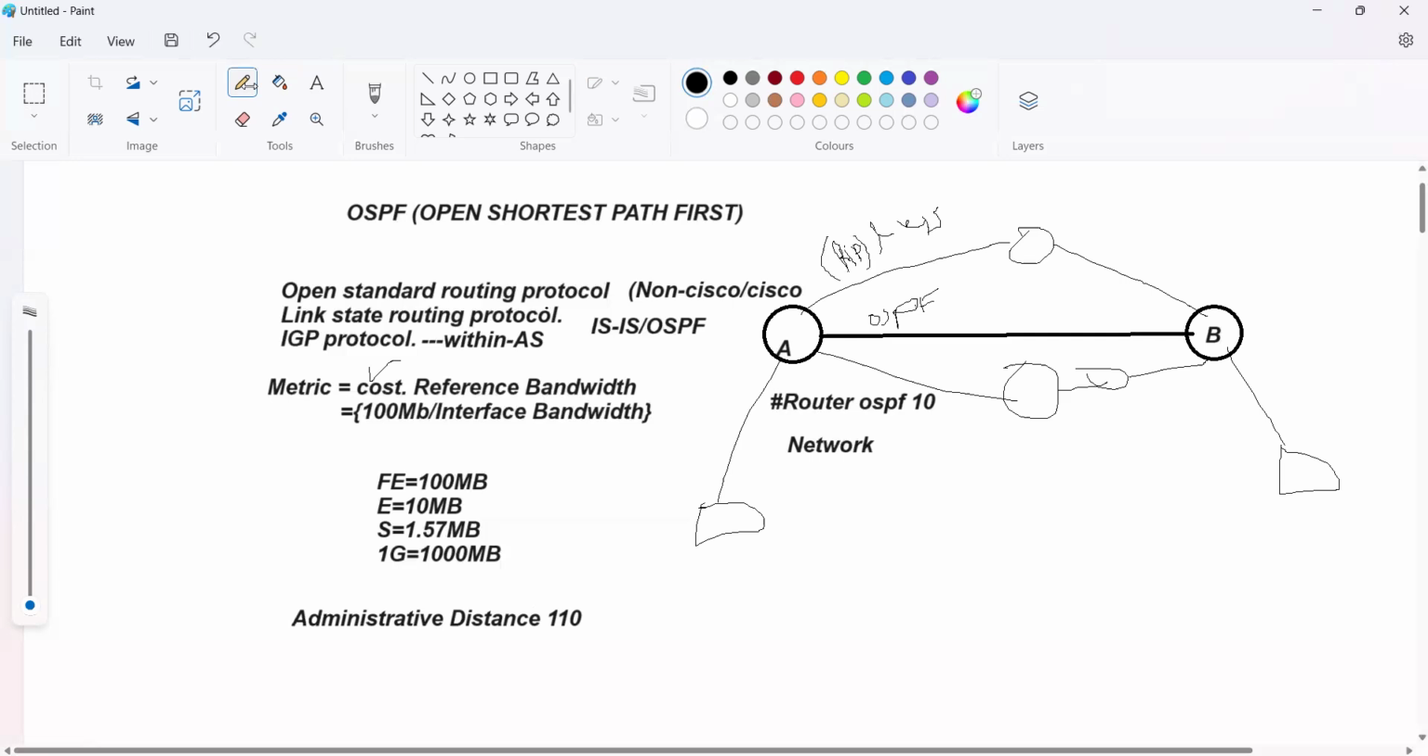So tell me what is the RIP AD value and what about EIGRP? For EIGRP it is 90. For RIP... Here we configured static, then tell me static AD value. Static AD value is 1 by default. OSPF is 110. Then EIGRP and RIP. RIP is not 1.